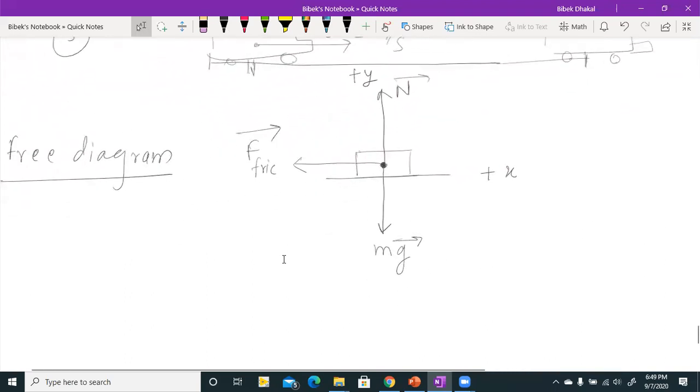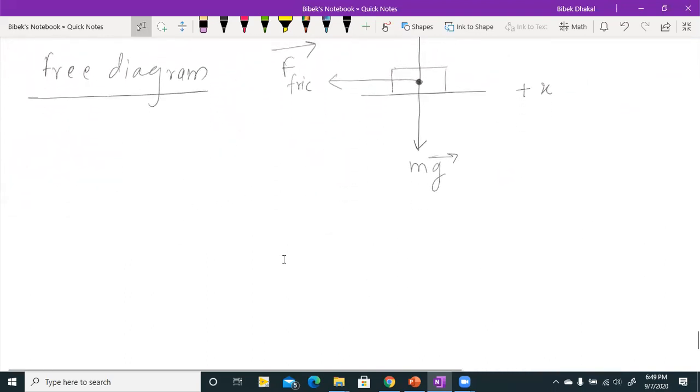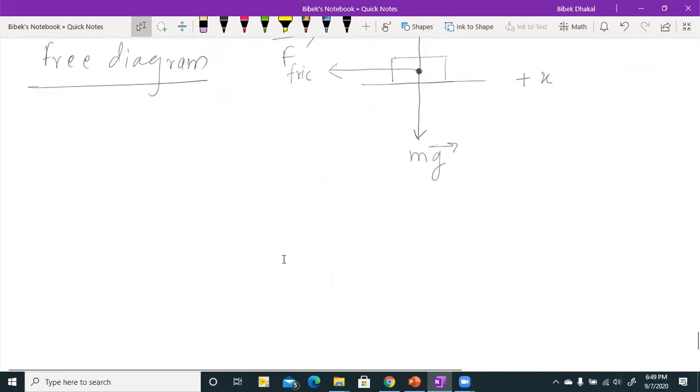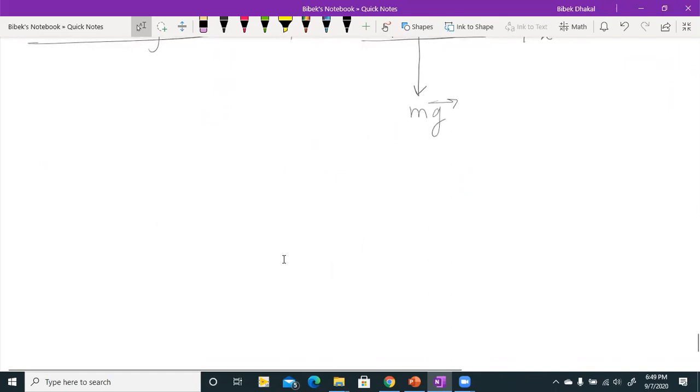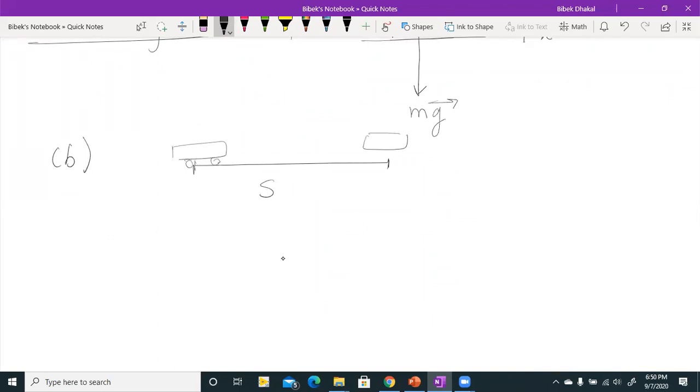So yeah, that's the free body diagram. We'll be doing another problem with a free body diagram at the end of this session. So let's go to part B. You're asked to find the distance the car travels after the brake was hit, the braking distance basically. So S represents the braking distance. The car was here and it came to a stop over here.